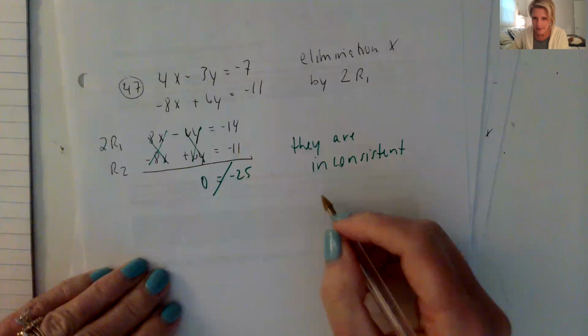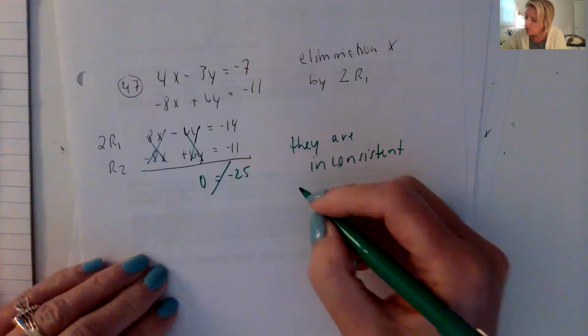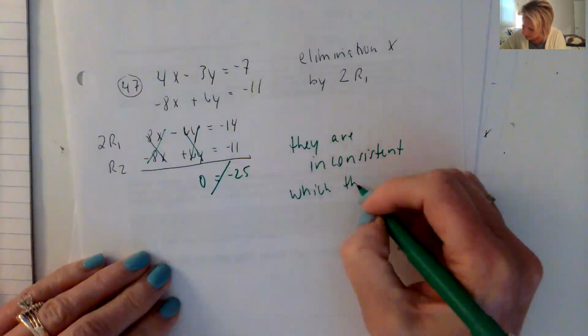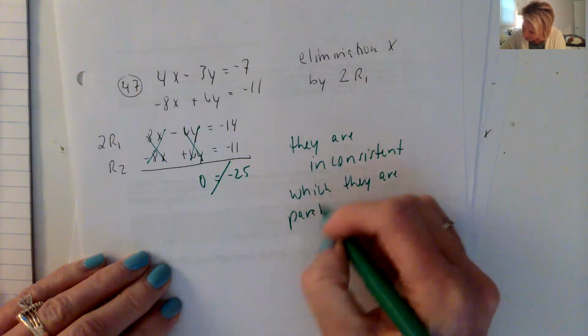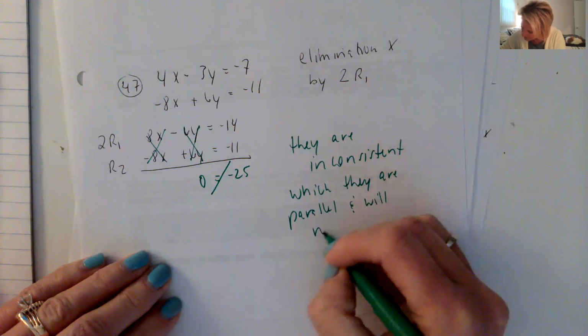Here they are inconsistent, and this is where I meant to speak correctly. They are inconsistent, which means they are parallel and will never touch.